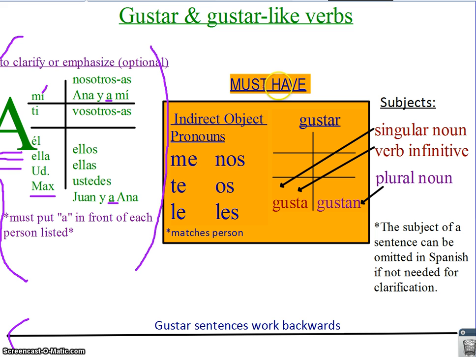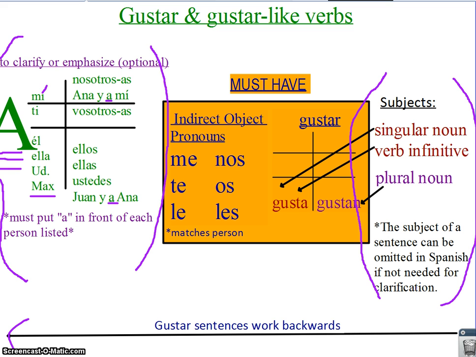What you must have in a Gustar sentence, or verbs that work like Gustar, is an indirect object pronoun. Me, te, le, nos, os, les. And these match the person. Then you have a form of Gustar. And 90% of the time or more, you only use the he, she form or the they form. Why? Because your subject is over here. And if it's a singular noun, there's an arrow right here that points to gusta, a verb infinitive, gusta, or a plural noun, gustan. And I'm going to put this part in parentheses too, because you guys know if it's already clear, you can take the subject out of a sentence.